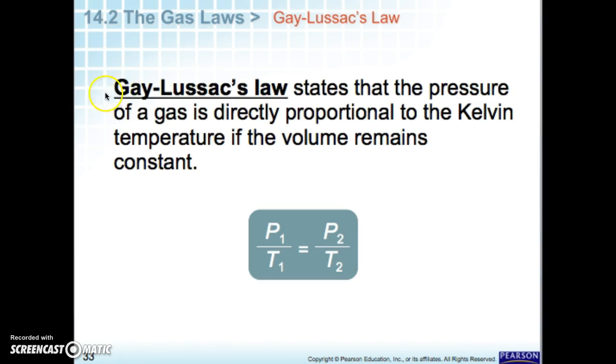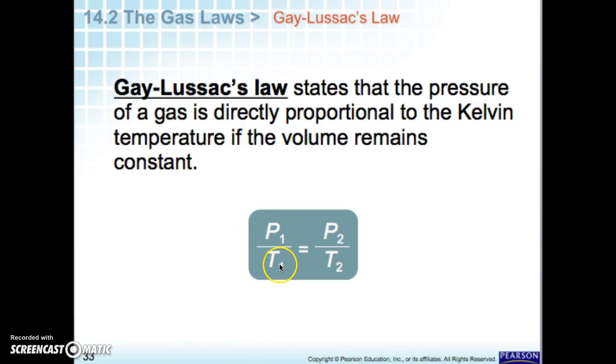The third gas law is called Gay-Lussac's law, and that states that the pressure of a gas is directly proportional to the Kelvin temperature if the volume remains constant. So this deals with pressure and temperature, and again, they're directly proportional. That means they'll both change the same direction, either up or down, by the same factor. So again, you have the ones, those are your starting given amounts, and the two, that's what it changes to. Those are your final conditions. So it's pressure and temperature.